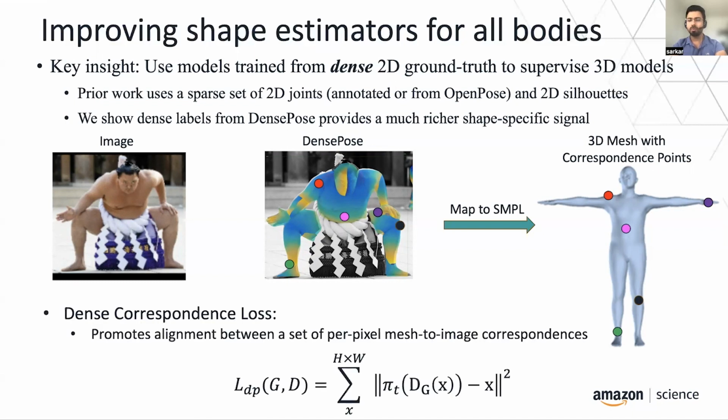In our work, we propose a dense correspondence loss that promotes alignment between a dense set of per pixel mesh to image correspondences, and this is defined by the equation at the bottom. Our training framework is a hybrid approach like the SPIN network we saw before, but we focus on improving body shape estimation both in the prediction and refinement stage. Let us now go through our framework step by step.